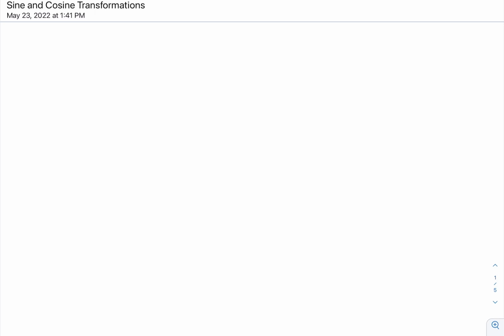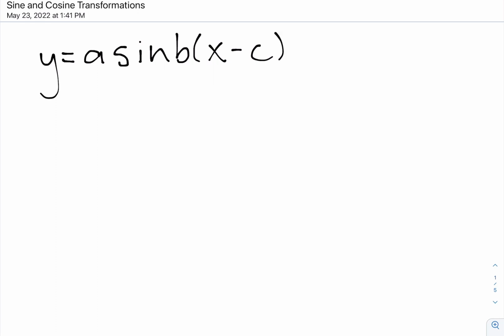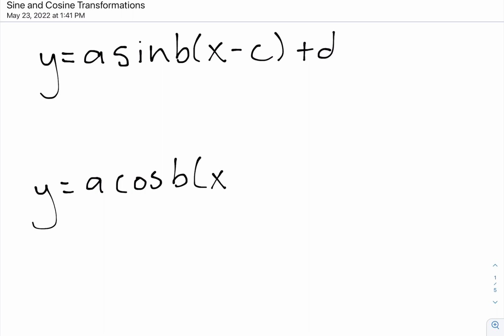So the main formulas we have to remember for transformations is the one for the sine graph, y equals a sine of (b x minus c) plus d, and then cosine is y equals a cosine of (b x minus c) plus d. So these are exactly the same thing. We just replace sine and cosine.